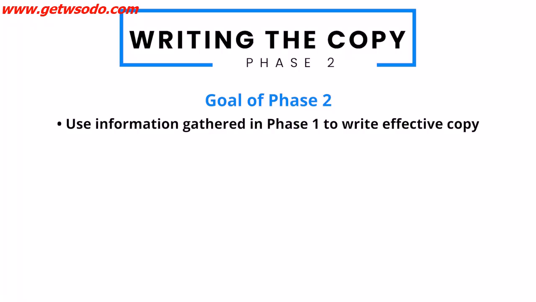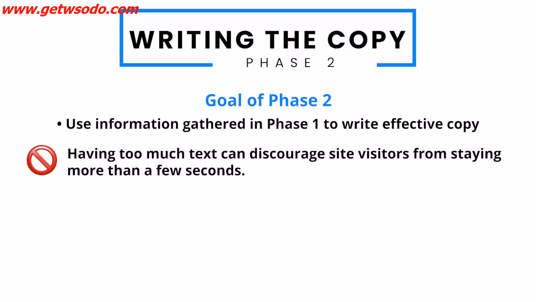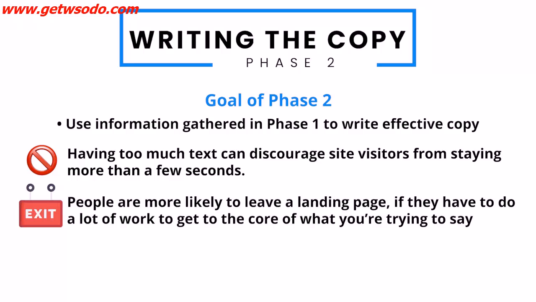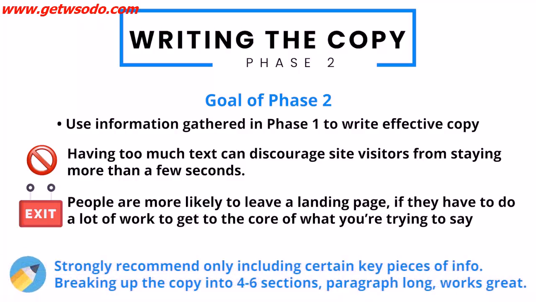Though you might be tempted to just throw all the information on your landing page, having too much text can discourage site visitors from staying for more than a few seconds. People are much more likely to leave a landing page if they have to do a lot of work to get to the core of what you're trying to say. As such, we strongly recommend taking a more conservative approach, only including certain key pieces of information. Having tested different formats and lengths of copy, we've found that breaking the copy up into 4 to 6 sections, each just a paragraph long, works great.